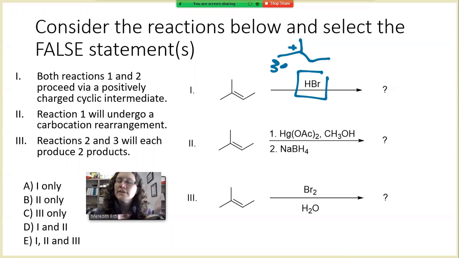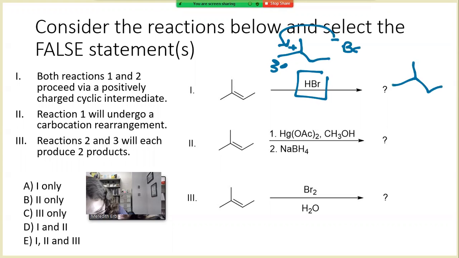So from here, we have to think about what the product is going to be. The bromine atom is going to come in and attack, and our product is going to look like so. It is an achiral molecule because the bromine is attached to a carbon with 2 methyls. So we only make that one product for reaction number 1.